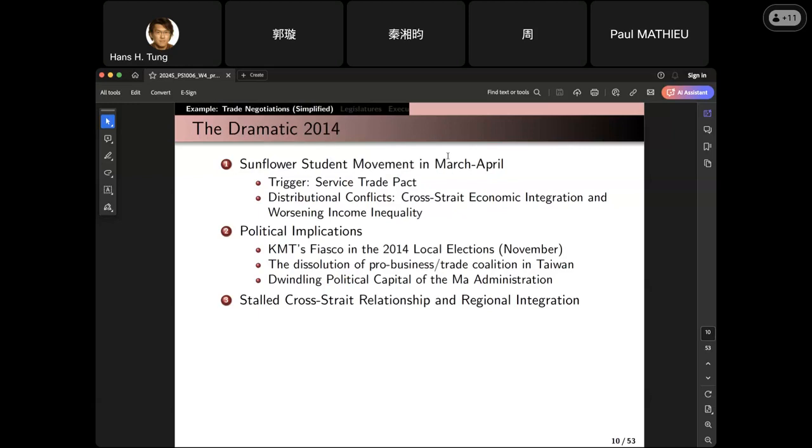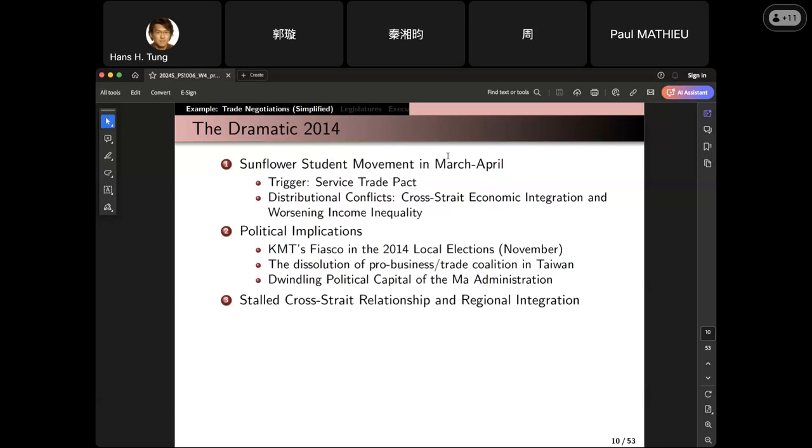And then towards the end of that year, 2014, there was a local election, and the KMT, because of that, lost almost all the elections big time in all different counties. And at the central level, that also meant the dissolution of the pro-business or trade coalition in Taiwan. Since 2014, the cross-strait relationship never went back again, either economically or politically. I'm not saying it's bad or good, it's just a fact, right?